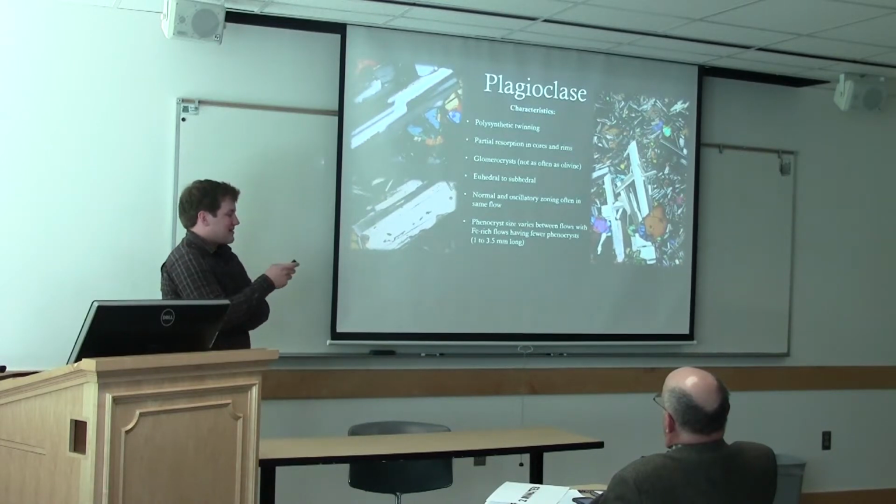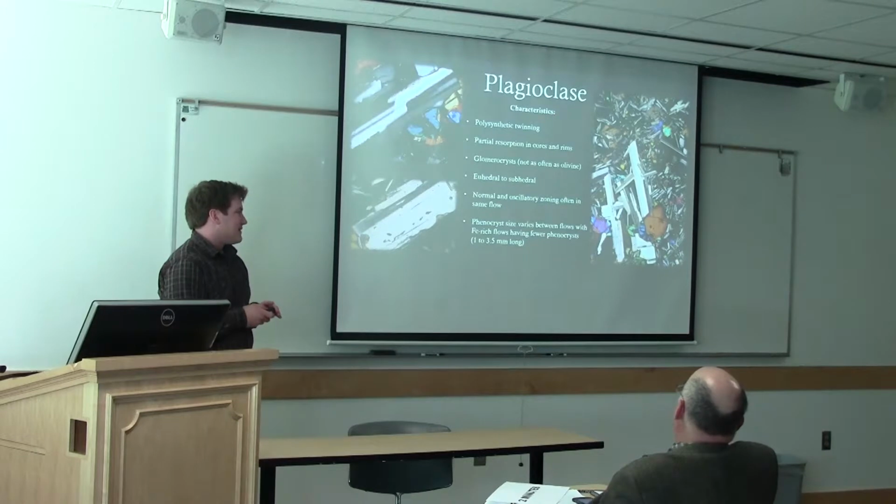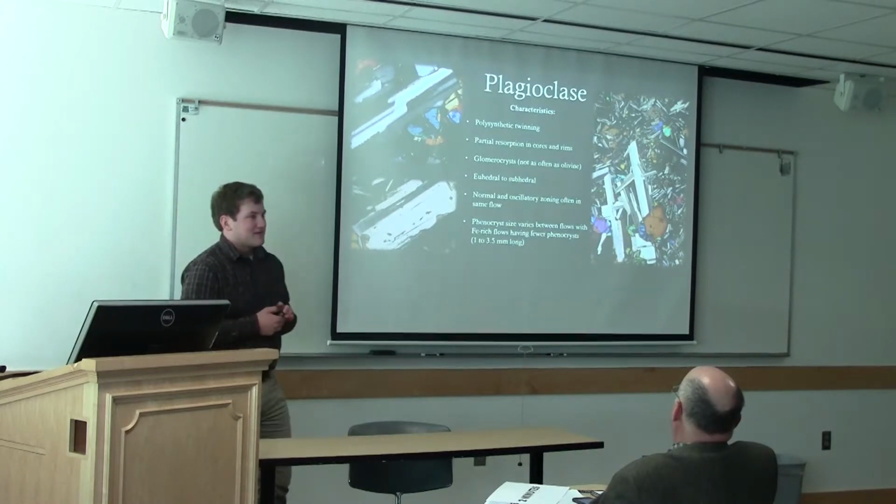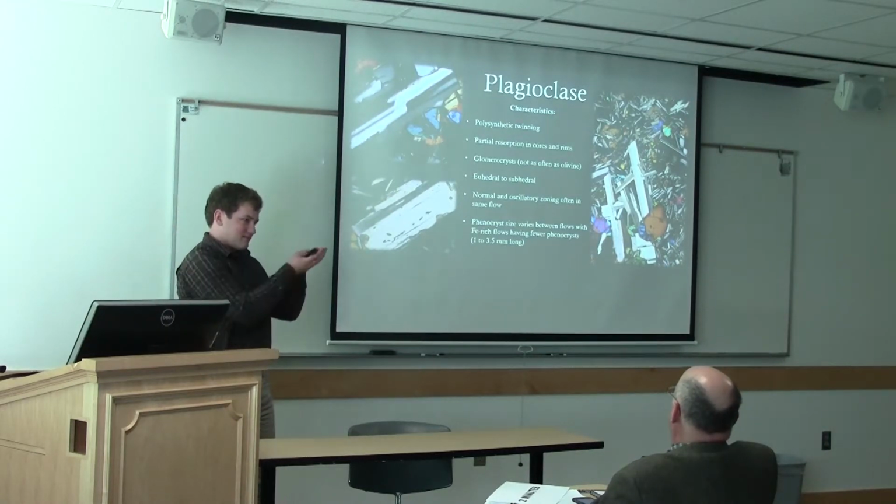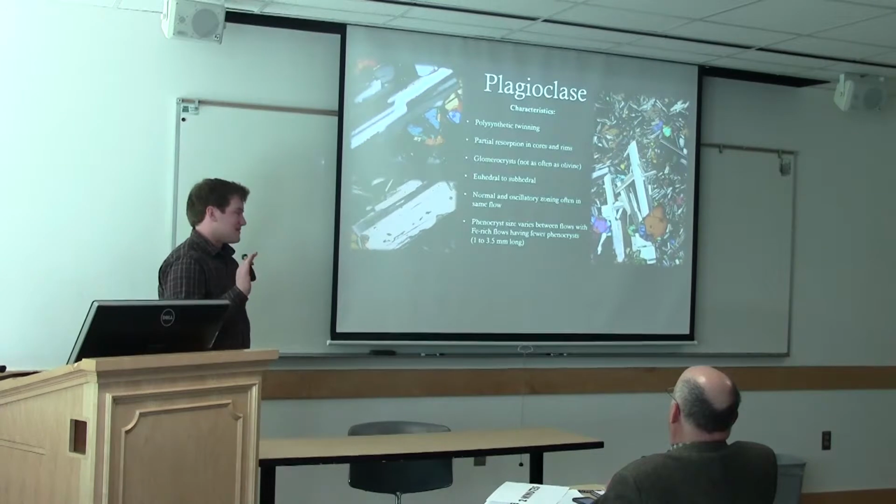The zoning comes into play a little bit later. We'll talk more in detail about it, but it's got a lot of oscillatory zoning. And then the size depends on the flow. There's over 300 different flows that are through the 2 kilometers of the salt that we're going to look at. And they range from 0 to 6 millimeters old.